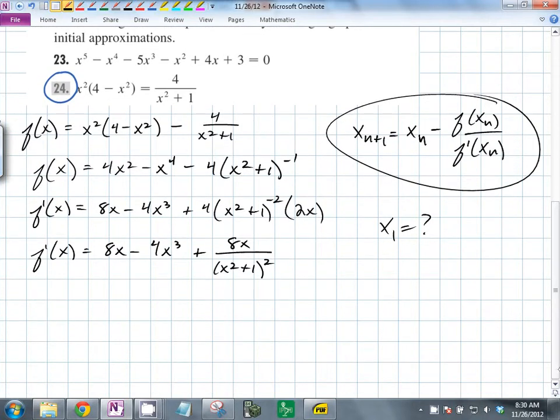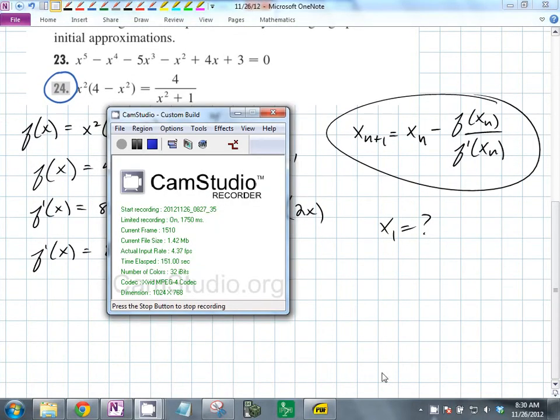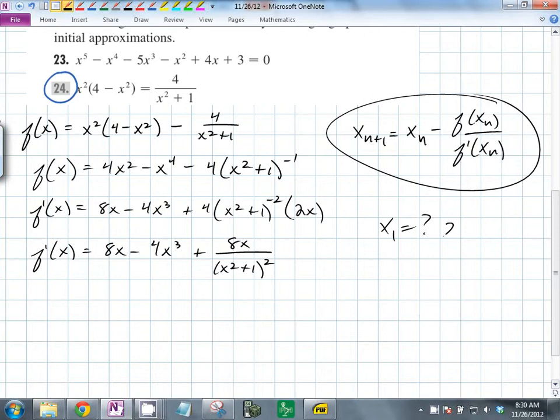That can be a little tricky, right? You said 2? Well, let's try 2. That's fine. Let's try 2 and see what happens. So we actually need to find f of 2 and f prime of 2. So let's do f of 2. f of 2 is going to be equal to 4 times 4 minus 4 minus 4 over what? 4 plus 1. So that equals negative 4/5.